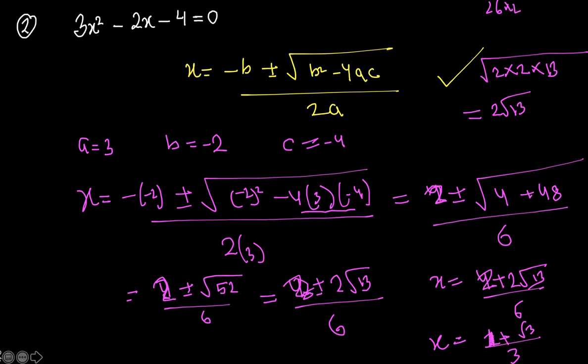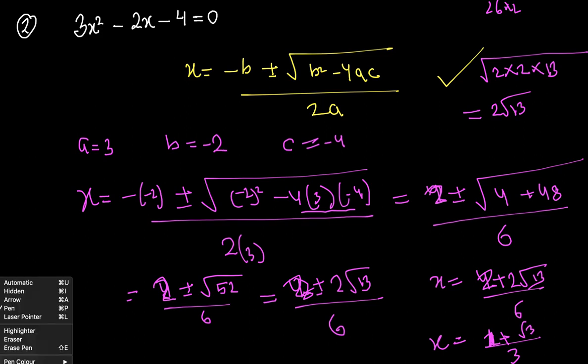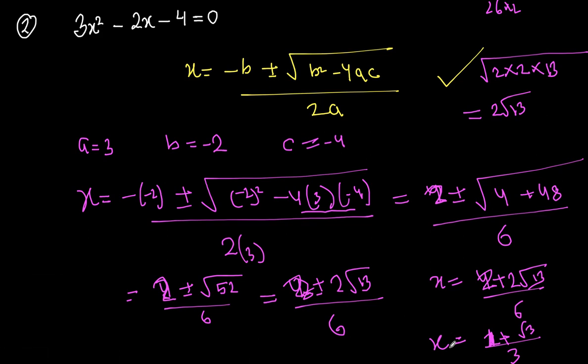So if you take the negative value, your other root will be x equal to 1 minus root 13 over 3.